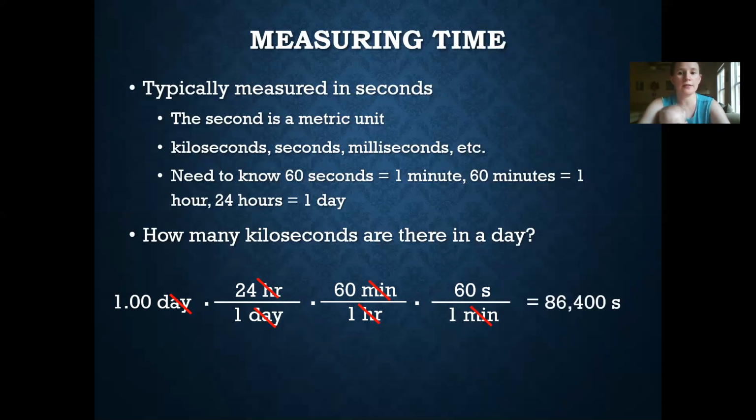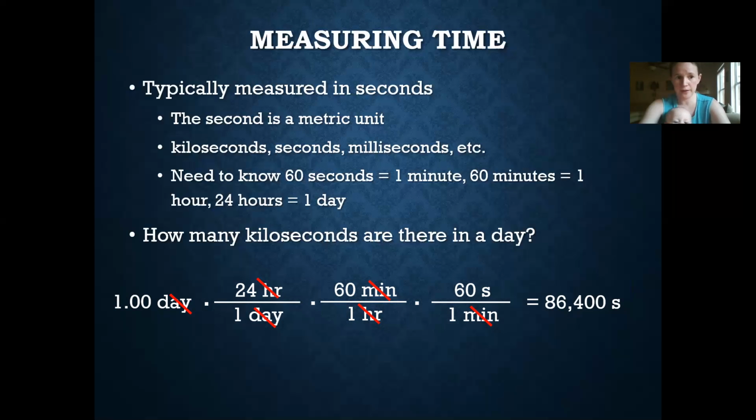and that gives us 86,400 seconds. We started out with 3 significant figures, and we have 3 significant figures, so we don't have to change that at all. But we're not done. The question was, how many kiloseconds are there in a day?